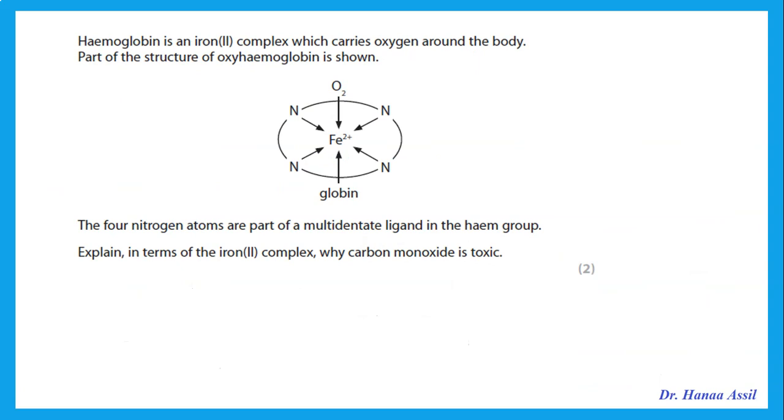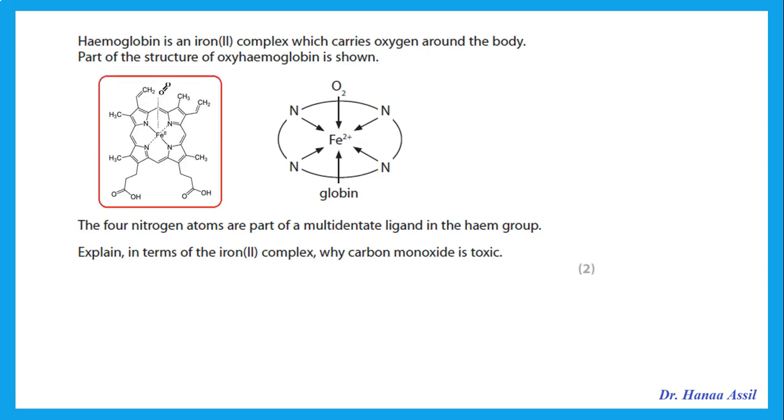Hemoglobin is another example of a complex. It is an iron 2 complex, and this makes dative bonds with oxygen. So the oxygen attaches to the hemoglobin to form oxyhemoglobin. The oxygen molecule forms dative bonds with the central iron 2 plus. The 4 nitrogen atoms are part of a multi-dentate ligand in the heme group.